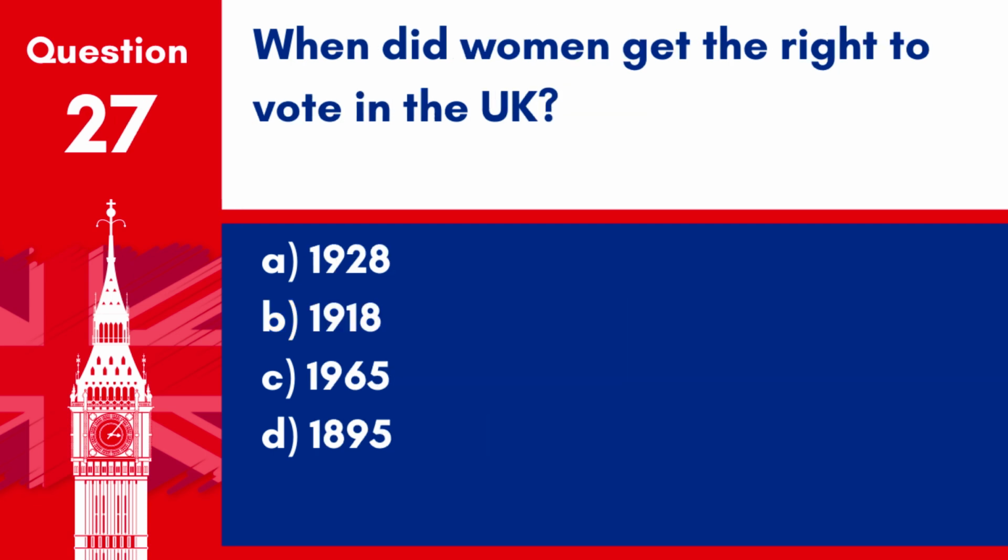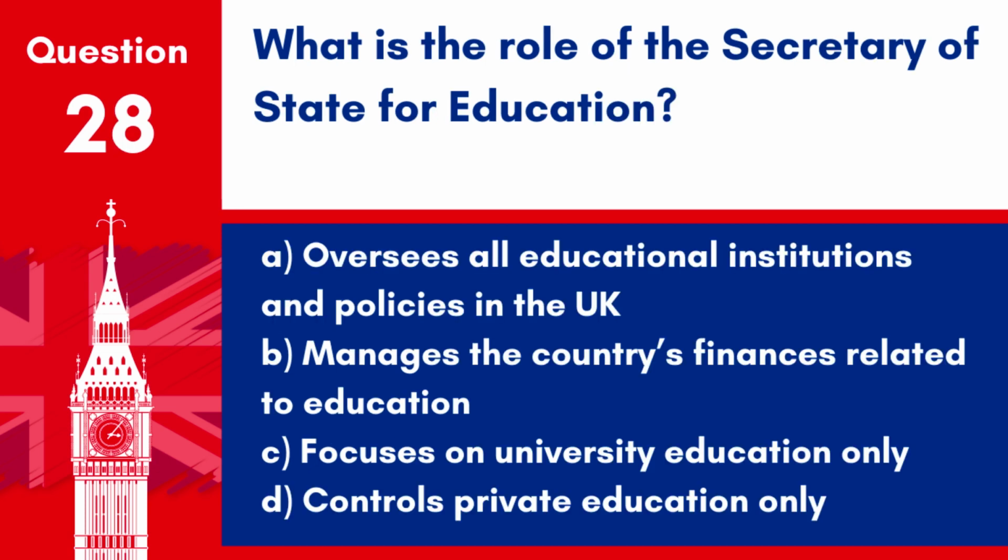Question 27. When did women get the right to vote in the UK? A. 1928. B. 1918. C. 1965. D. 1895. Answer A. 1928. While women over the age of 30 gained the right to vote in 1918, it wasn't until 1928 that women in the UK were granted equal voting rights with men, allowing them to vote from the age of 21.